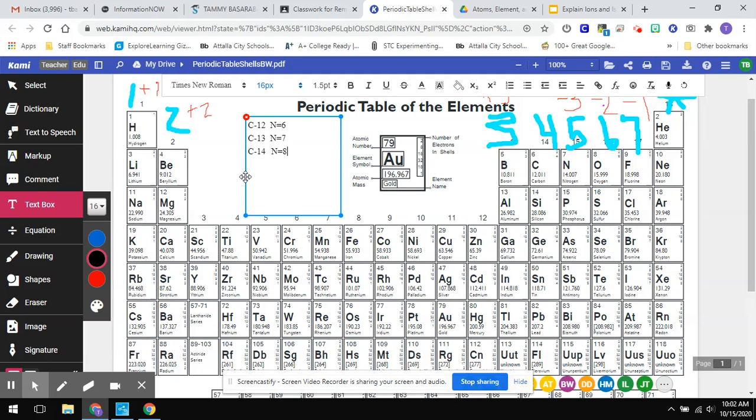So the only two particles that can actually change for an element are its electrons and its neutrons. If its electrons change, then that is where it becomes an ion. If its neutrons change, that is an isotope.